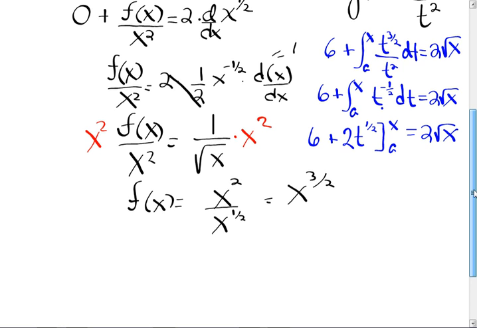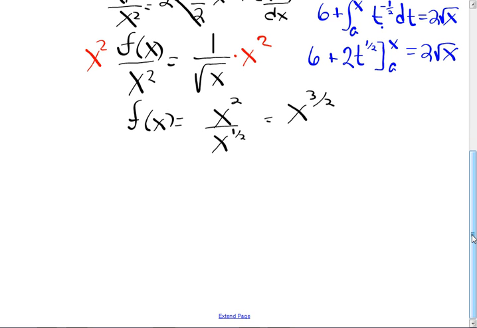Yeah, so we have to do that. I'll slide it. So it's 6 plus 2 square root of x minus 2 square root of a equals 2 square root of x. Did I do that right? Look at that, the 2 square root of x's, they're going to go away because there's one on one side, one on the other.